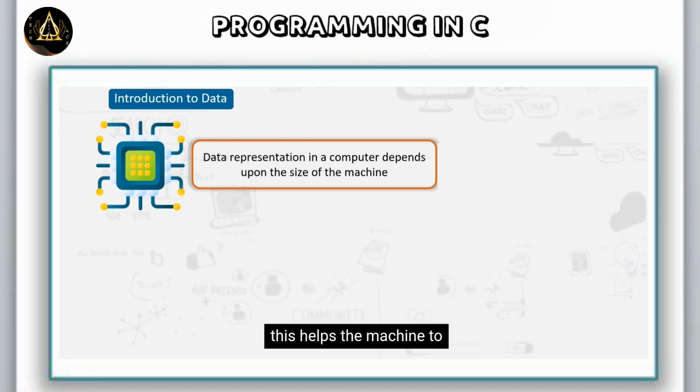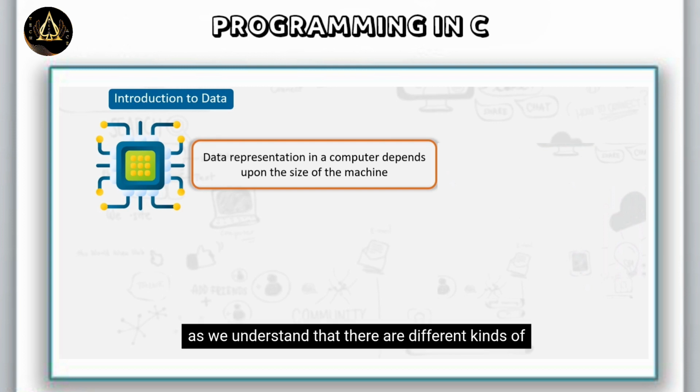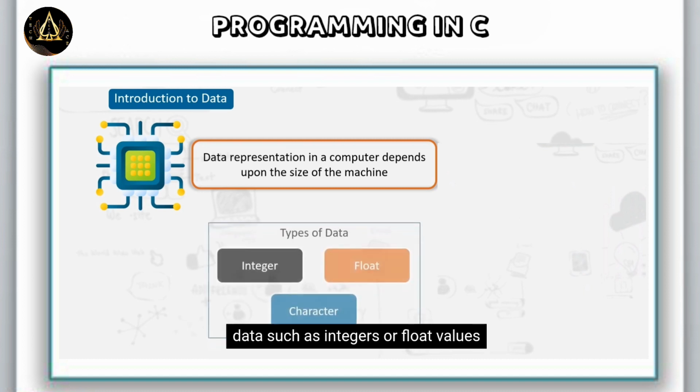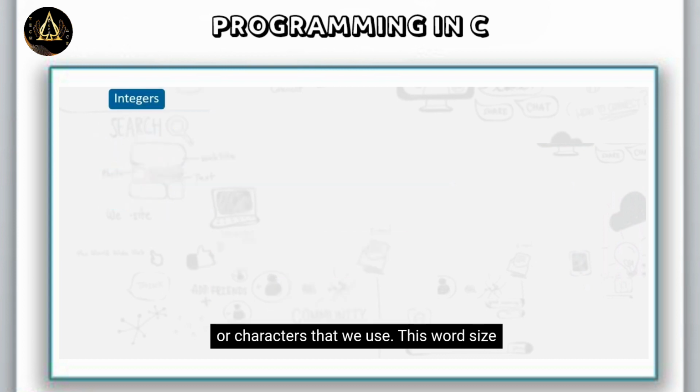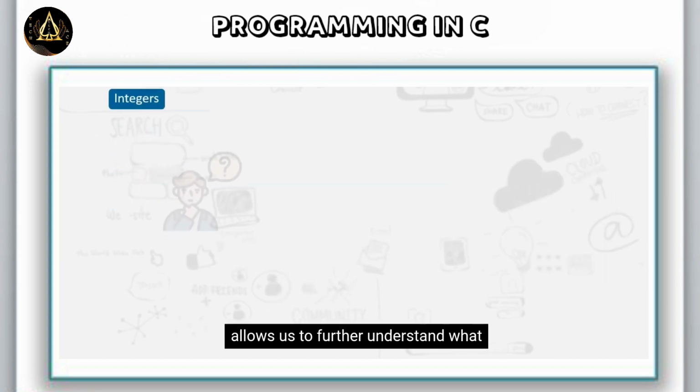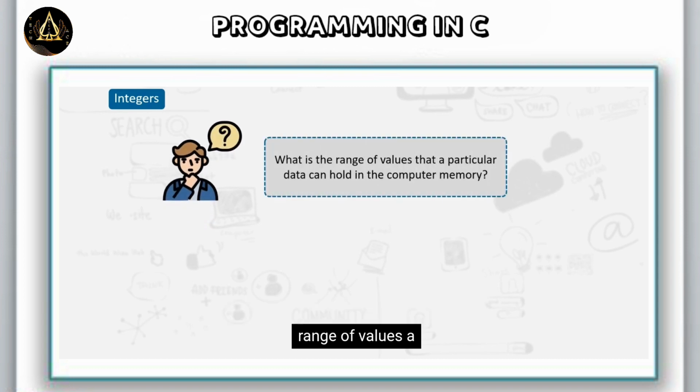Data representation in computer is dependent on the word size of the machine. This helps the machine to represent specific data to occupy certain range of values. As we understand that there are different kinds of data such as integers or float values or characters that we use, this word size allows us to further understand what range of values a specific data can occupy within the computer's memory. One such data being integer, integers can be defined as whole numbers with a specific range of values.